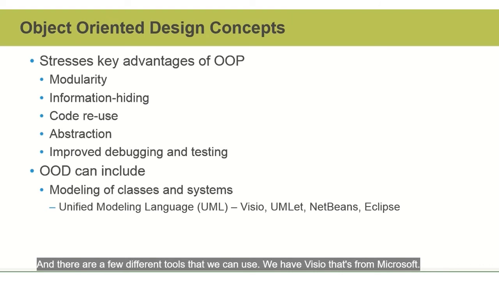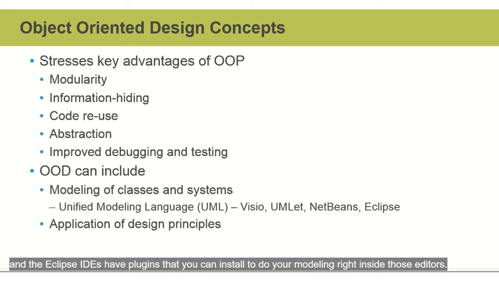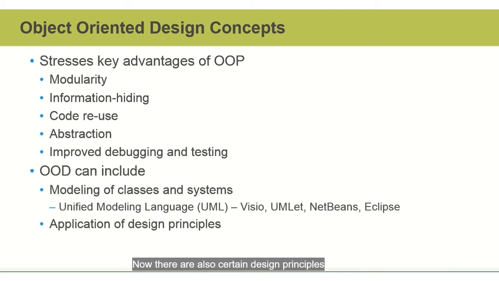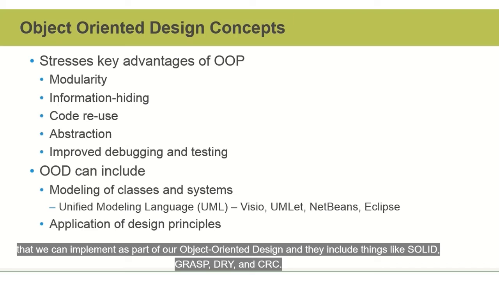And there's a few different tools that we can use. We have Visio, that's from Microsoft. There's also an open source tool called UML that you can use. And both NetBeans and the Eclipse IDEs have plugins that you can install to do your modeling right inside those editors. Now, there's also certain design principles that we can implement as part of our object-oriented design, and they include things like SOLID, GRASP, DRY, and CRC.